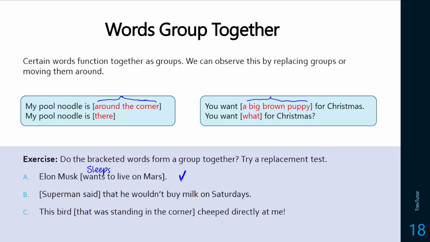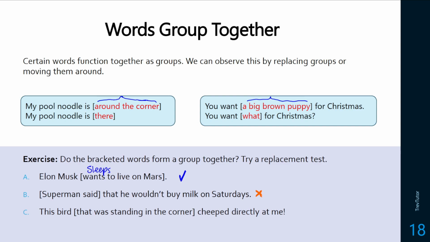What about Superman said that he wouldn't buy milk on Saturdays? Well, I can replace it with a noun like he. He that he wouldn't buy milk on Saturdays. Well, that sounds bad. What about a verb? Sleeps that he wouldn't buy milk on Saturdays. That doesn't work. No matter what replacement we try, we're not going to get something that sounds good here. So it's going to be ungrammatical. These do not function together as a unit.